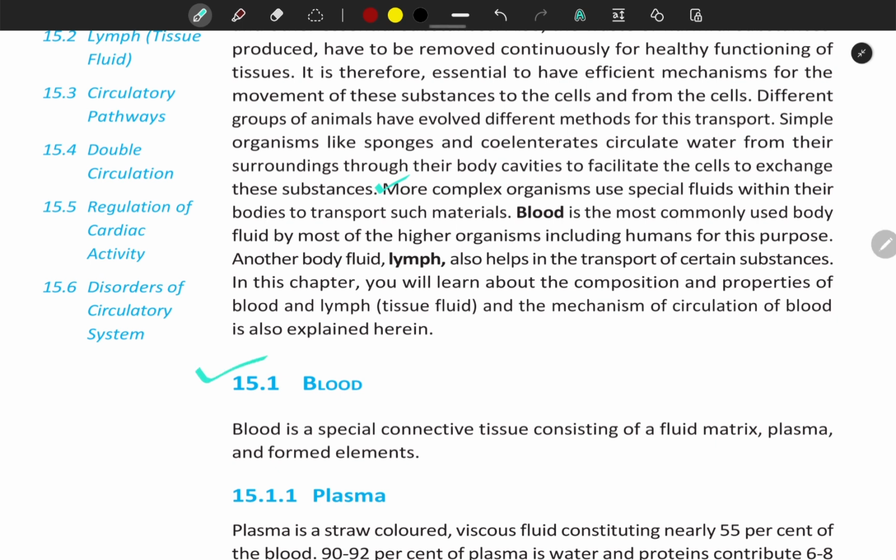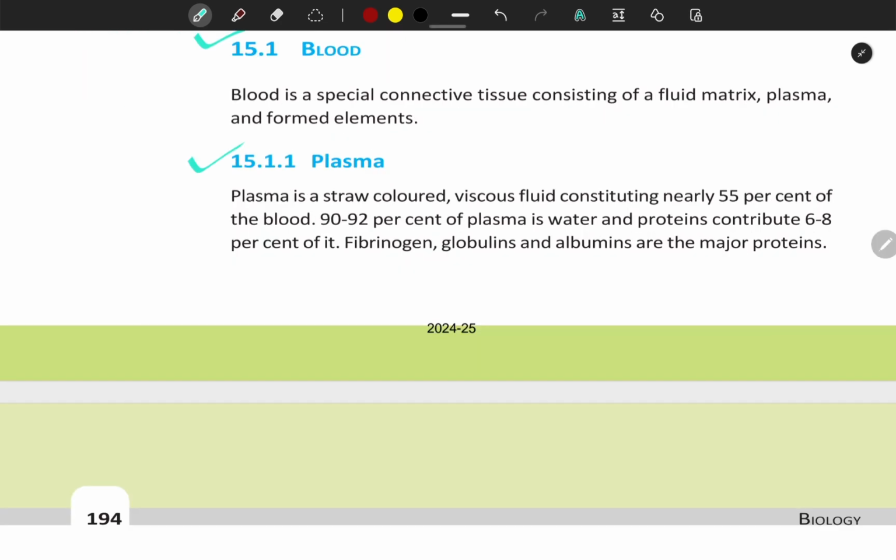15.1 Blood. Blood is a special connective tissue consisting of a fluid matrix, plasma, and formed elements. 15.1.1 Plasma. Plasma is a straw-colored, viscous fluid constituting nearly 55% of the blood. 90 to 92% of the plasma is water and proteins contribute 6 to 8% of it. Fibrinogen, globulins, and albumins are the major proteins.